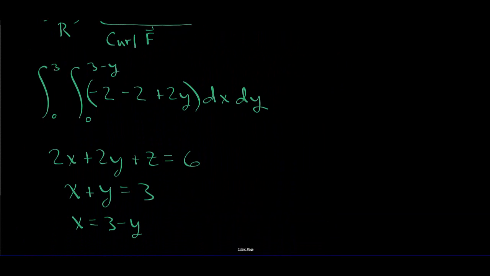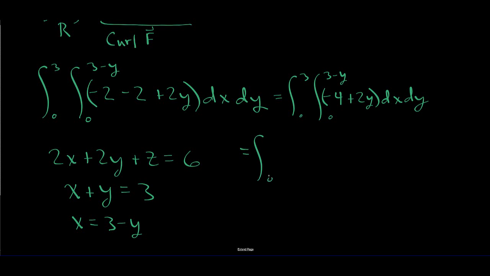Okay, now let's see what we got here. So if we go ahead and clean this up a little bit, get ready to integrate, we get negative 4 plus 2y dy. Okay, now we're integrating with respect to x first. So here we go. We've got 0 to 3. And this is going to be negative 4x plus 2xy from 0 to 3 minus y dy.